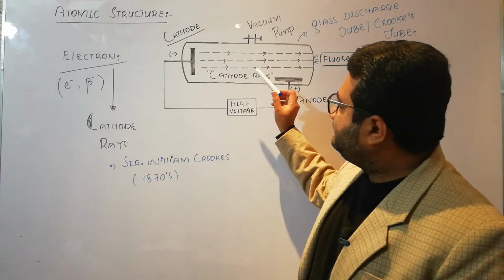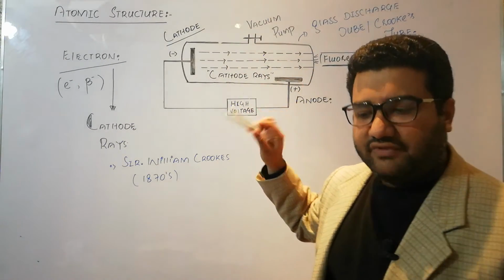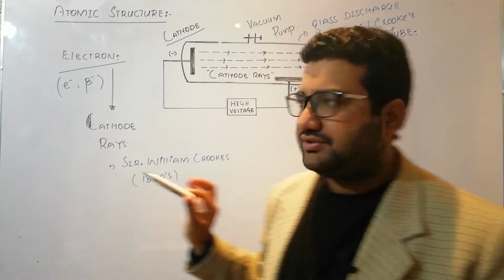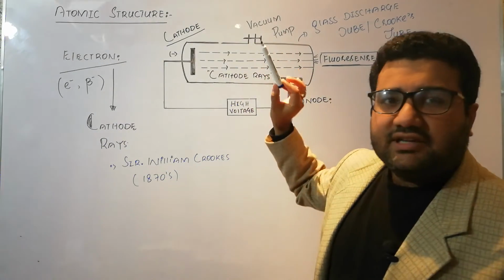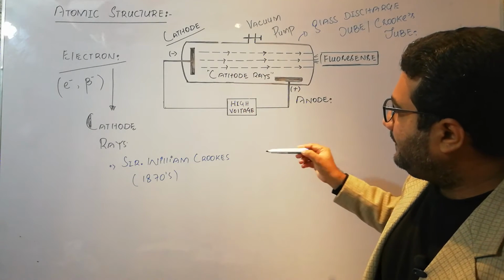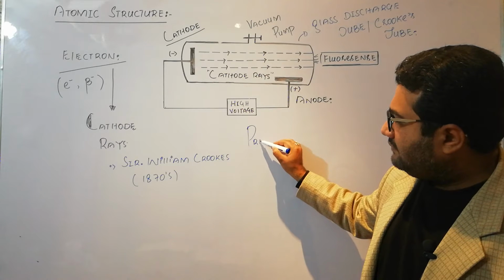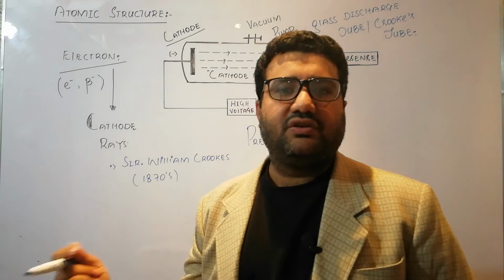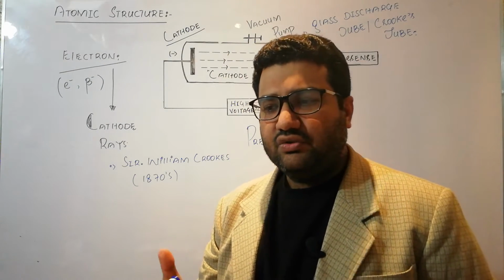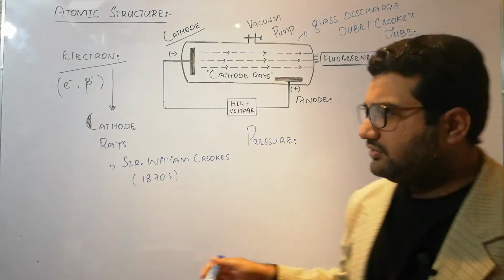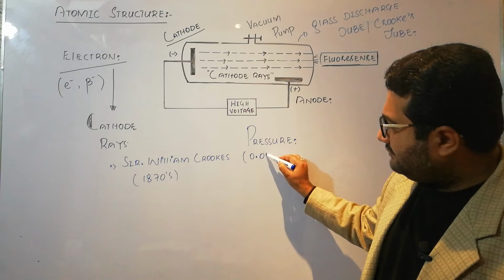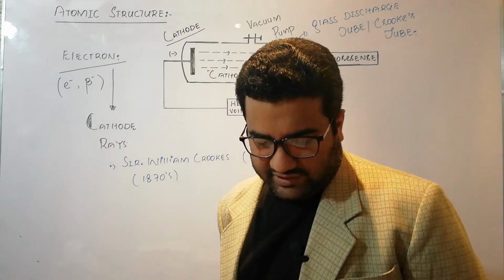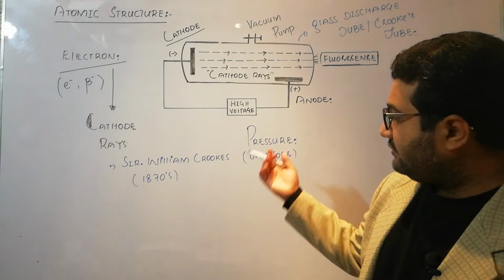In this glass discharge tube, a gas is filled at low pressure. Now which gas should be used? You can use any gas, whether air, helium, hydrogen, nitrogen, any gas can be used in this glass discharge tube. But the pressure of that gas will be kept very low. What is the value of pressure that was used by William Crookes during the discovery of cathode rays? Actually, William Crookes used different pressures to study the cathode rays. But in our books, it is written that the pressure is 0.01 torr, which was used when Crookes studied the cathode rays.